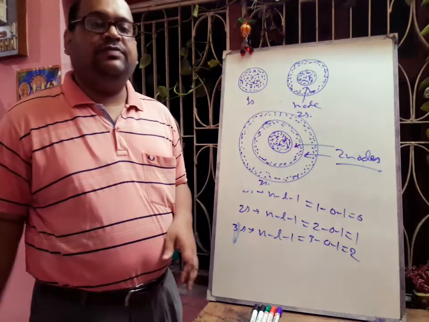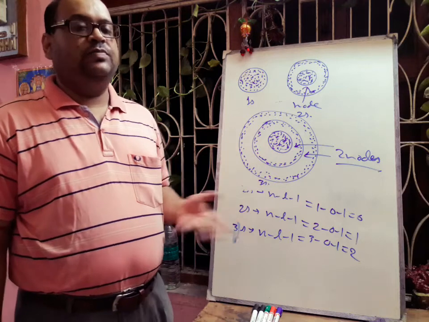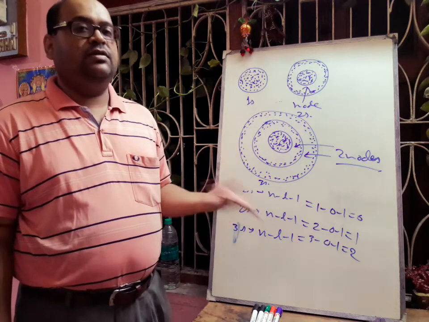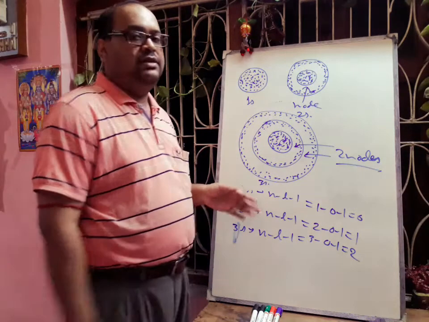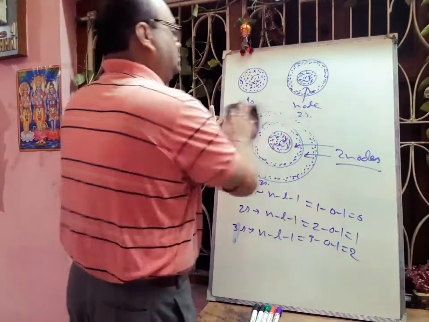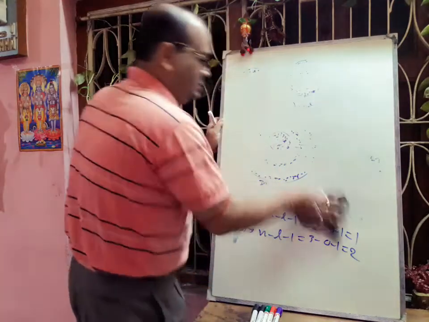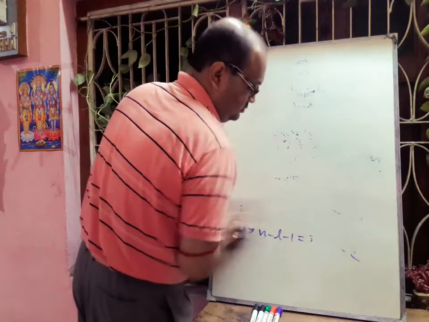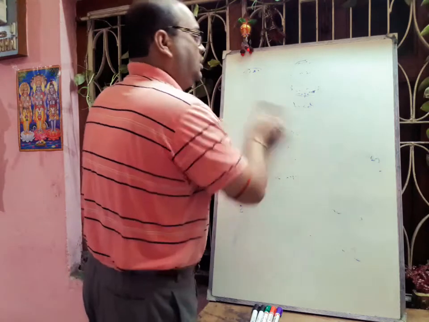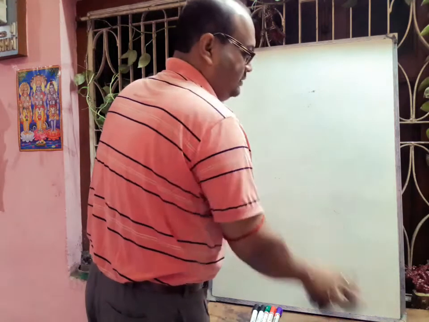Similarly, if we think about the p orbital and d orbital, in the case of 2p there will be no node, and for 3p there will be one node. If we calculate this value n minus l minus 1, we can easily understand. The s orbital is only one type, because here the m value is 0, only one value is there.